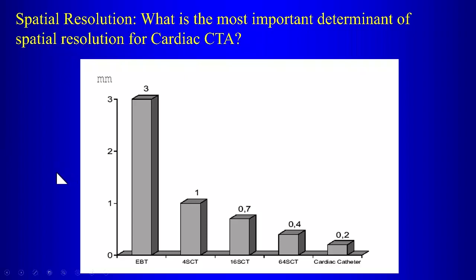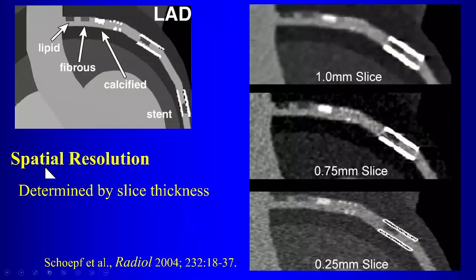You can have a thick slice and very good resolution within the plane of the slice, but once you try to reformat that into different planes, then the image can get blocky, right? So that's why the slice thickness is the most important determinant for spatial resolution.